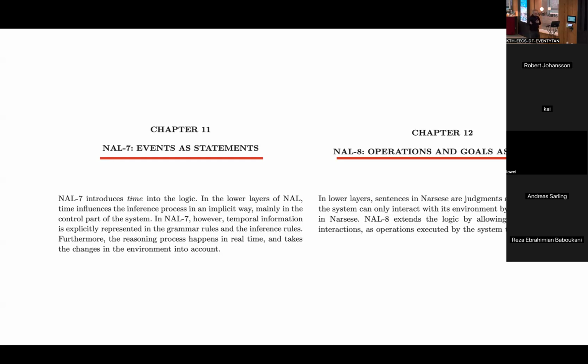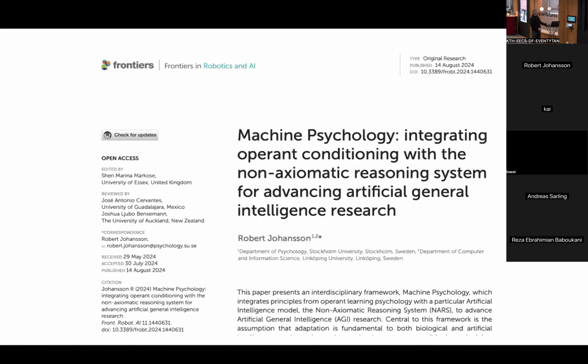But in Patrick and Tony's OpenNARS for Applications, one way to say it is that the system starts with this. This is the heart of the system. It's possible to compile the system with only this as part of the system. The ideas that I talk about now are described in a recent paper published in Frontiers in Robotics and AI, where we talk about machine psychology, but also these experiments that I show now.